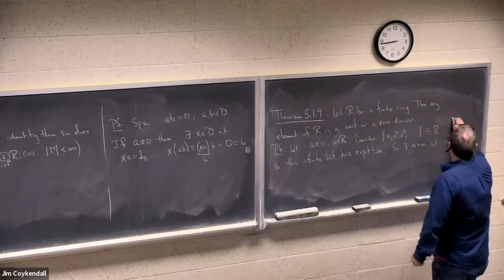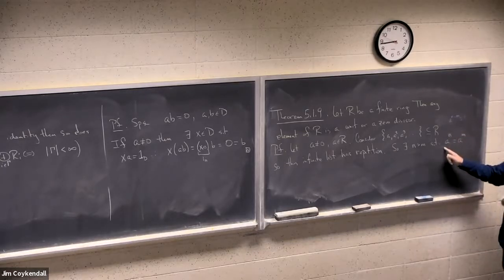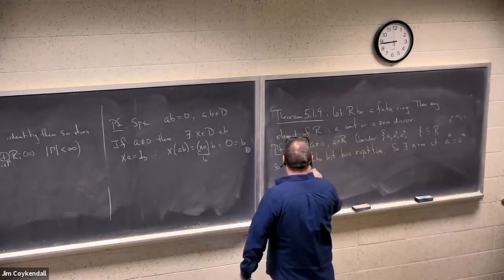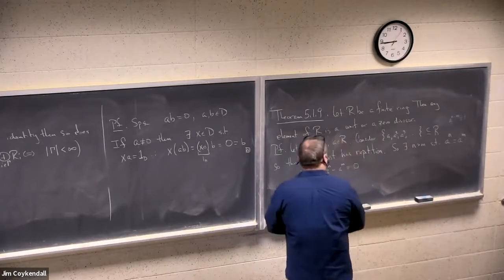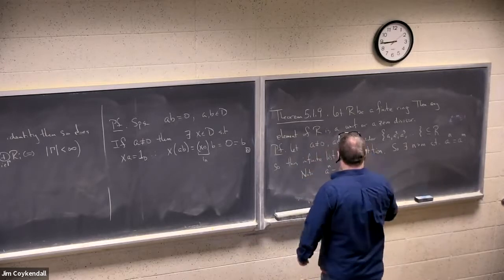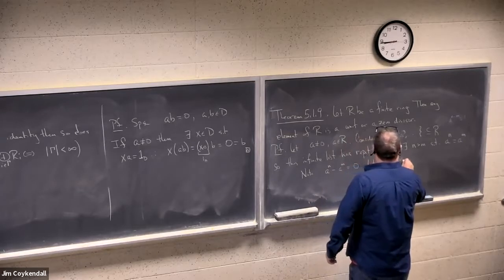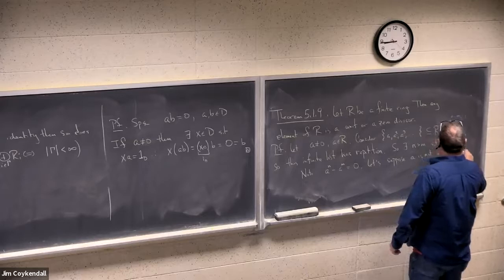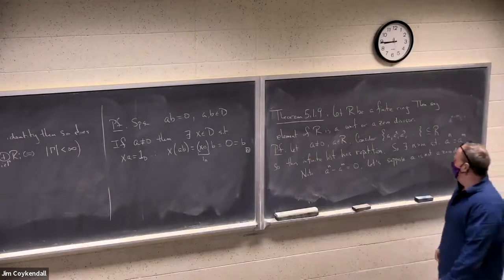It's tempting to now write a to the n minus m equals 1, by dividing out here. But I can't really do that because I don't know I've got a 1. Do you agree with that? That's a little problematic. Let's suppose A is not a zero divisor, because if it is, I'm done, right? Because I'm claiming everything is a zero divisor or a unit.